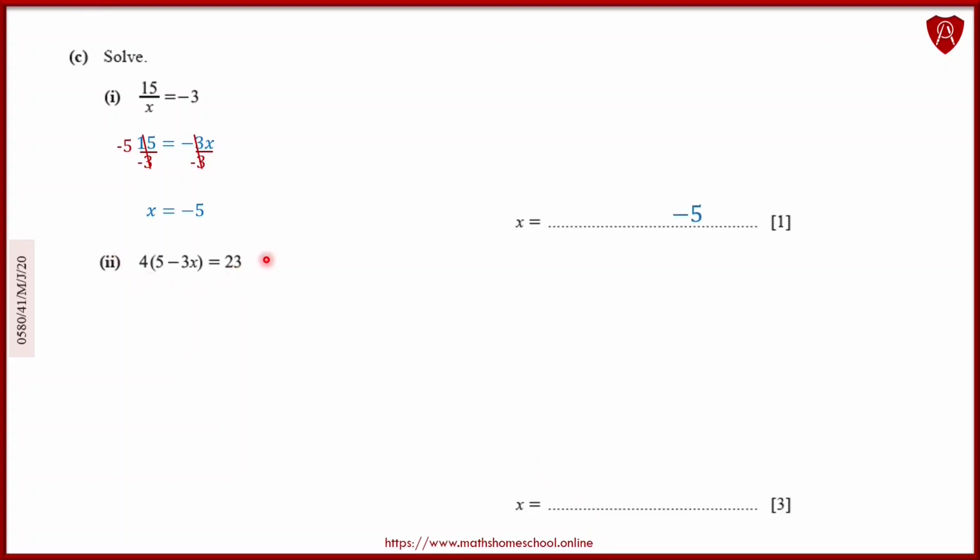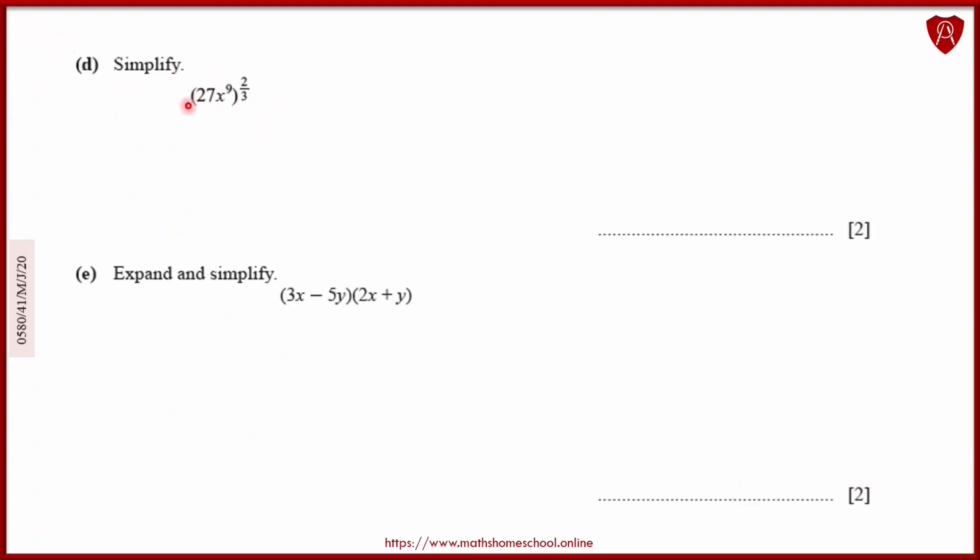Solve this equation. Start by expanding the brackets. 4 times 5 is 20. 4 times negative 3x. We have 20 minus 12x equals 23. Subtract 20 from both sides. 23 minus 20 is 3. Divide both sides by negative 12. And x is negative 1/4. Negative 1/4.